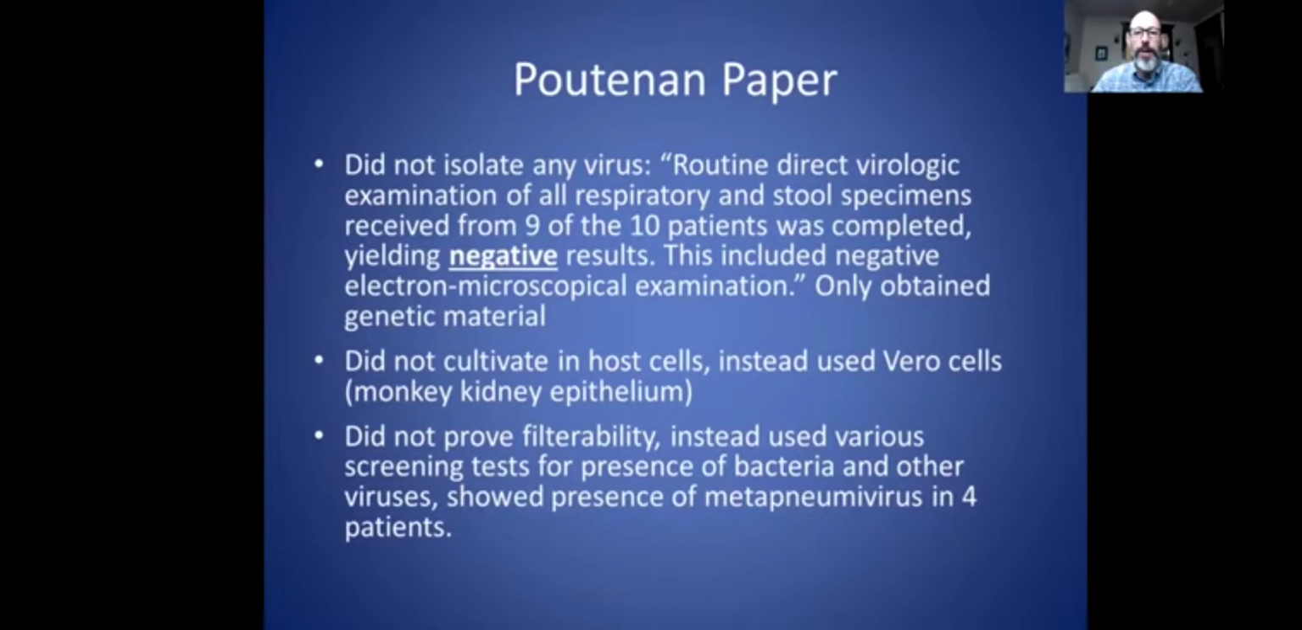First step. Here's a quote from the article. "Routine direct virologic examination of all respiratory and stool specimens received from 9 of the 10 patients was completed, yielding negative results. This included negative electron microscopical examination." So they actually followed the right procedure here: they took the lung and stool specimens in this case and actually did try to purify those and look at those under a microscope, but they did not see anything. So that was a negative isolation.